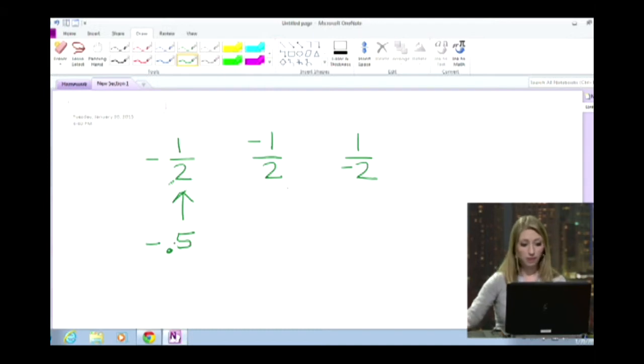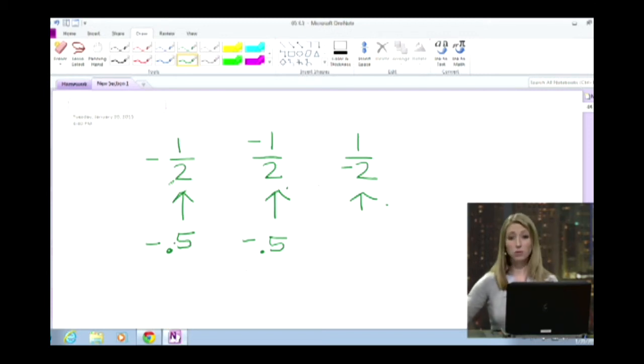Also, if you look at the second fraction, that's like -1 divided by 2. A negative divided by a positive is always going to give you a negative answer, so it still equals the same decimal. Lastly, we're thinking of this last one as 1 divided by -2. Doesn't really matter, because a positive divided by a negative gives you a negative, still the same quantity.